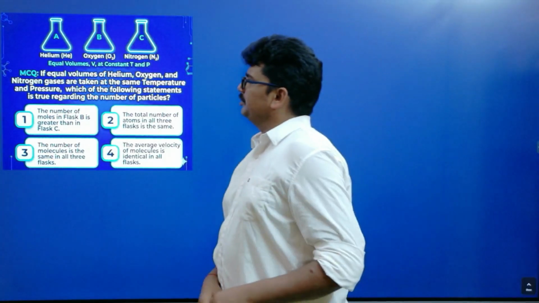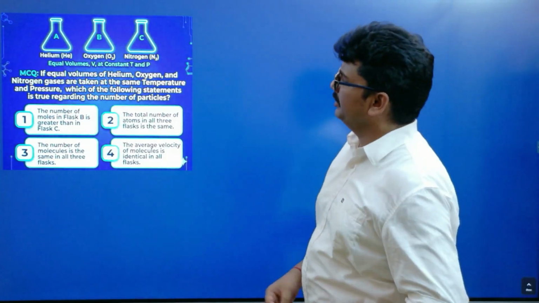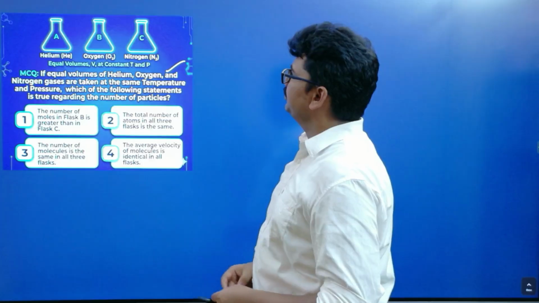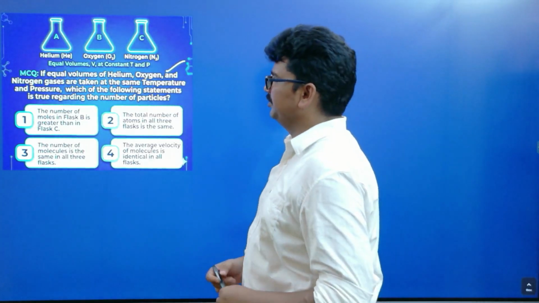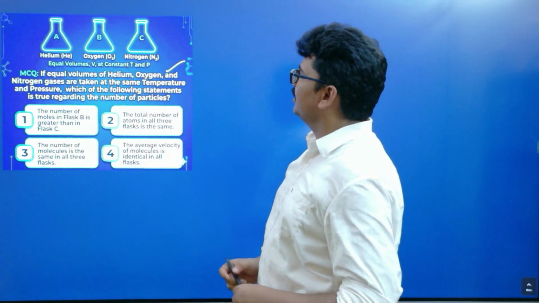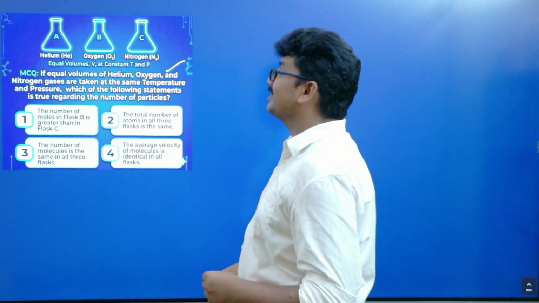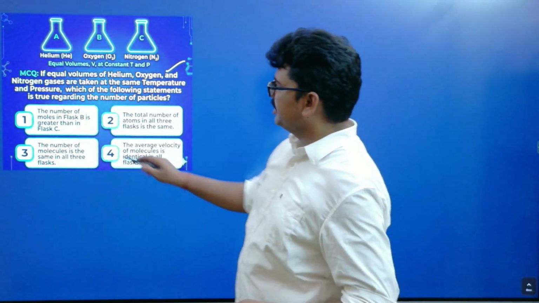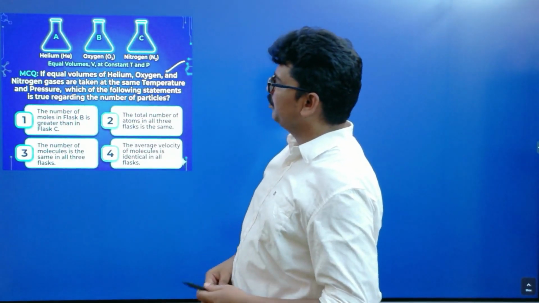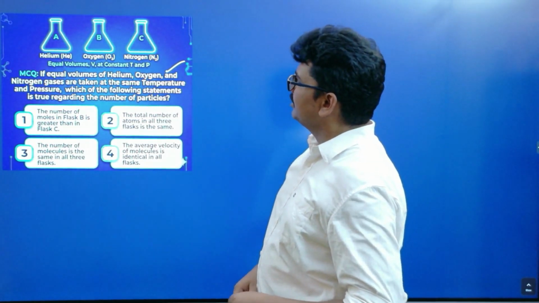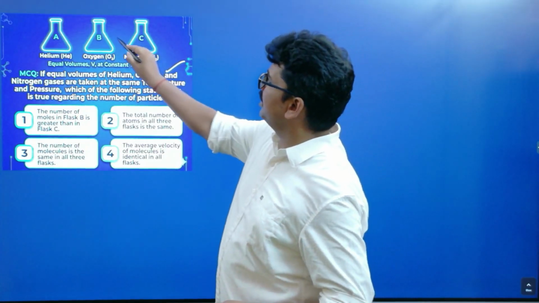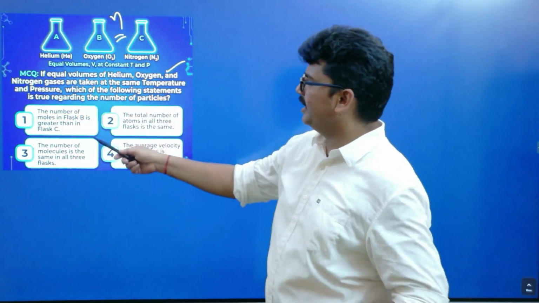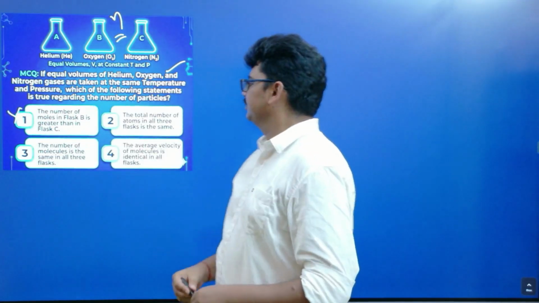So one question is based on Avogadro's hypothesis. If equal volumes of helium, oxygen and nitrogen gases are taken at the same temperature and pressure, which of the following statements is true regarding the number of particles? So what is our first statement? The number of moles in flask B is greater than flask C. So their volumes are same. Then number of moles of B is equal to number of moles of C. Greater is given, this is wrong option.